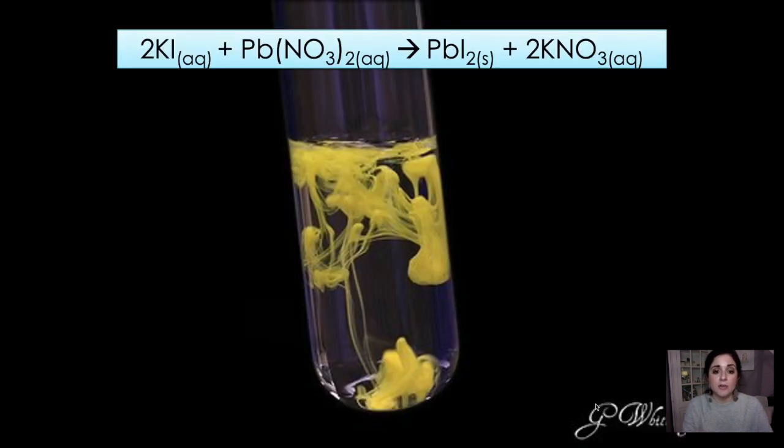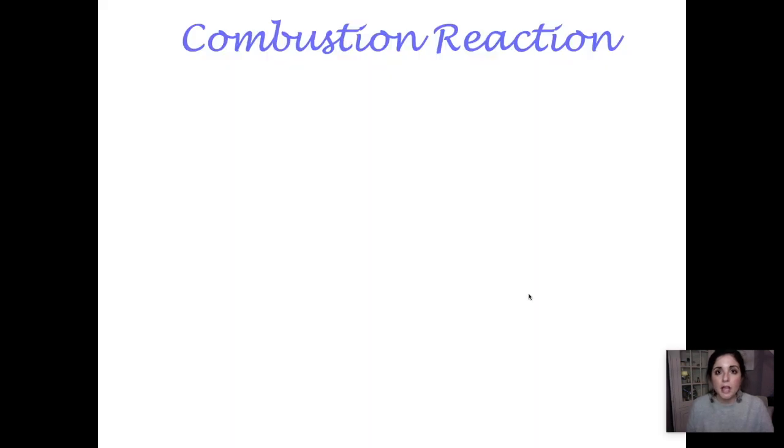So here's that really pretty precipitation reaction that you've seen 100 times already. This is a very common one to do in chemistry. When you have those two solutions, potassium iodide and lead(II) nitrate, one of your products is that solid lead(II) iodide, which is right here. And then you still have your potassium ions and nitrate ions floating around in the solution surrounding that.